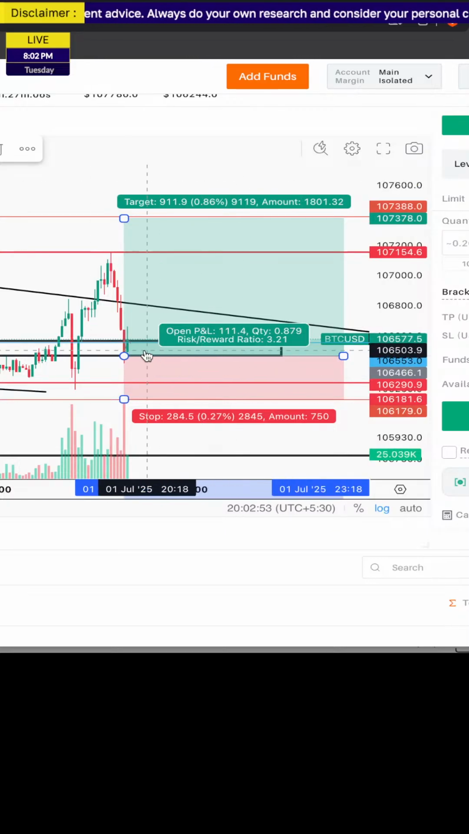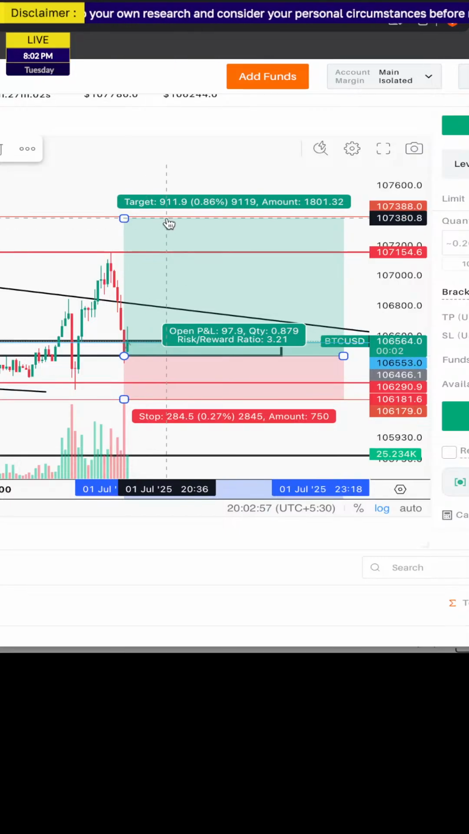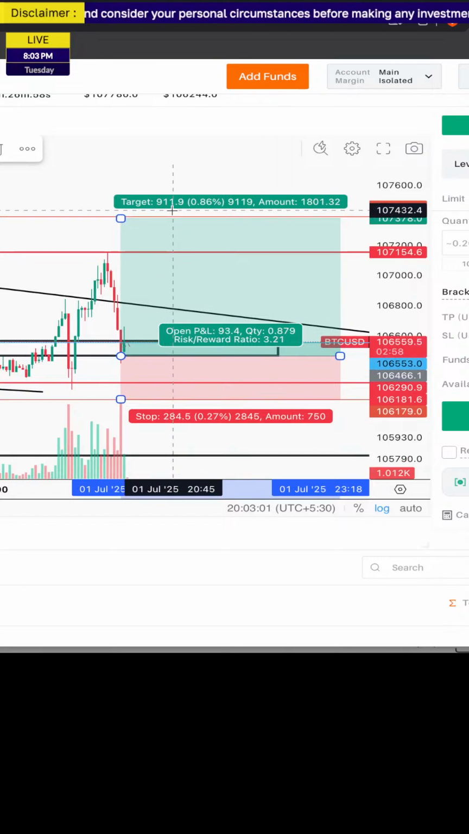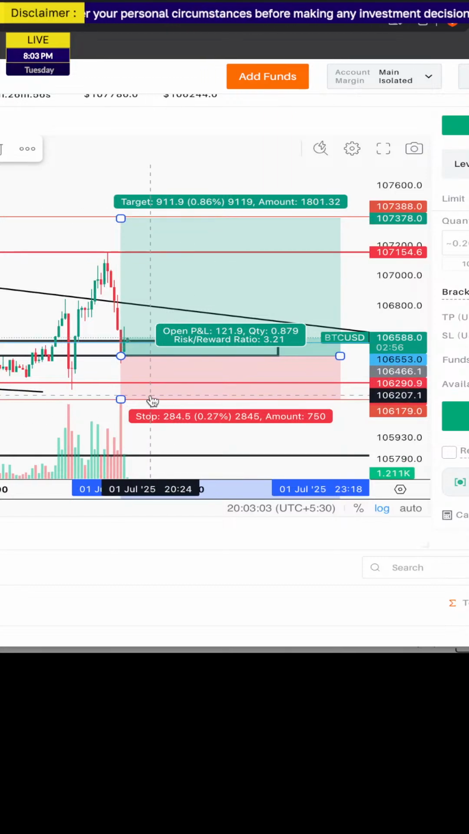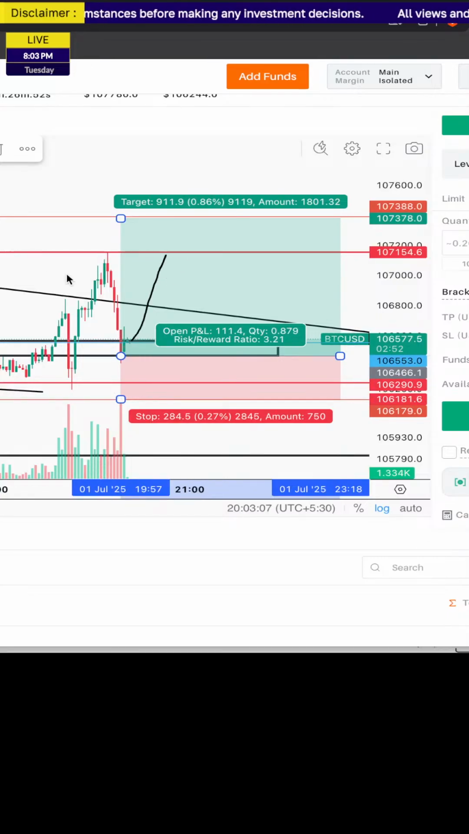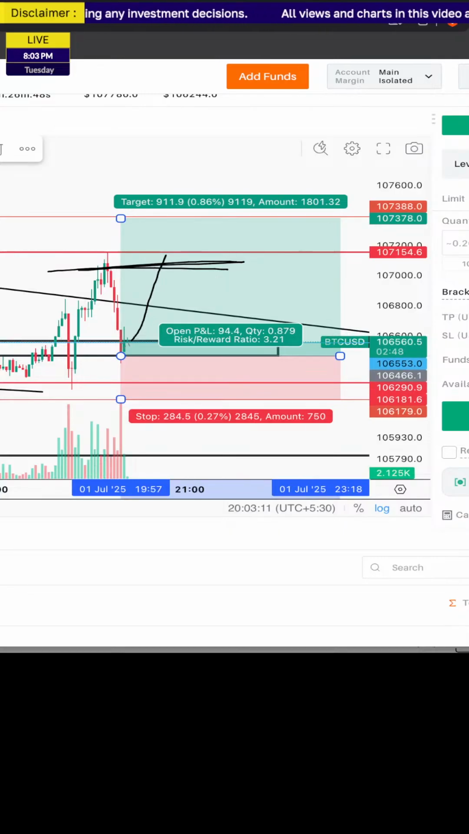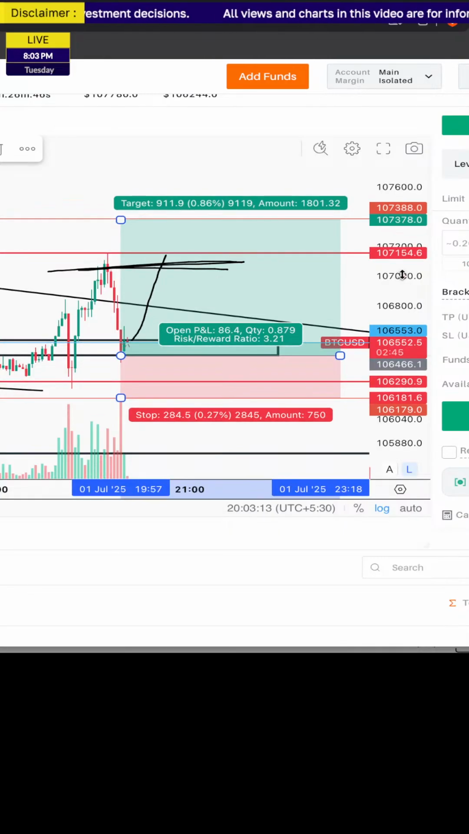Okay, so I've taken an entry here. In case it moves up to the 1,07,300, 350, sorry, 380 range, I'll book the target, or this is the stop loss. I will not be changing the stop loss as long as the market moves up to this zone. Okay, so that is the thing about the setup. As of now, my view is bullish. We will see how it goes. All further updates, I will share in the group, traders.